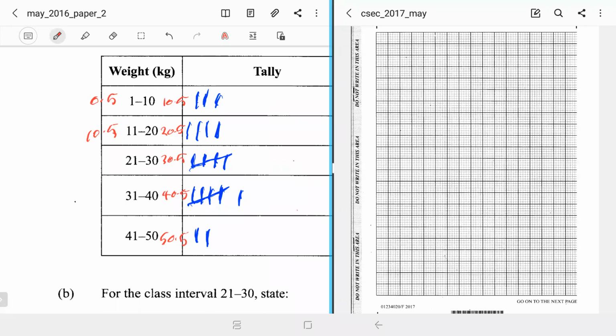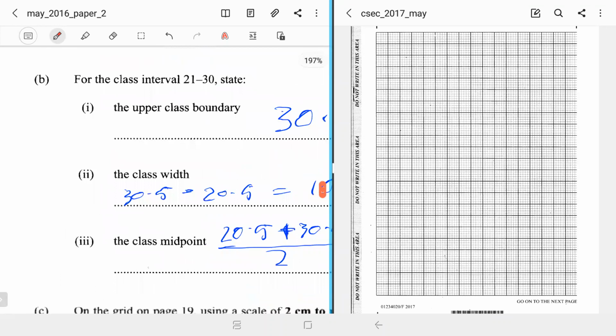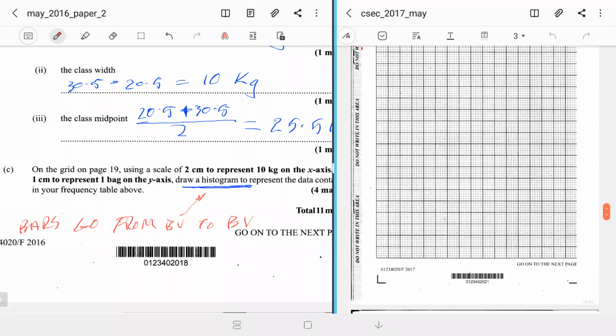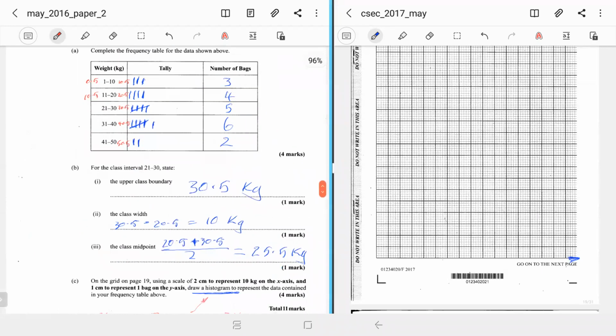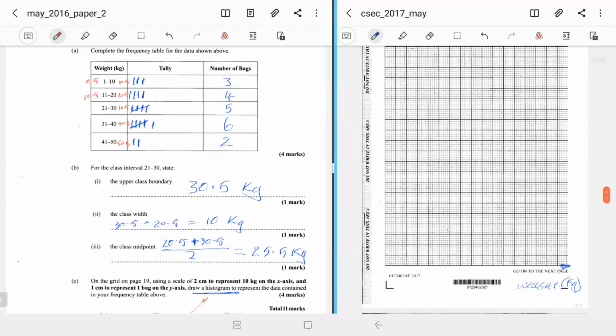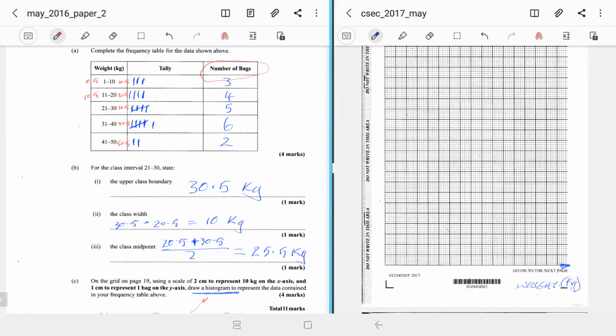So what scale must we use? A scale of 2 centimeters to 10. I'm going to set it up over here on this graph. Let's do what they said on this graph. Use the blue, 2 centimeters to 10. I'm going to let this axis be my weight in kilograms. Up here is my frequency, or the number of bags. The number of bags is the same as the frequency.